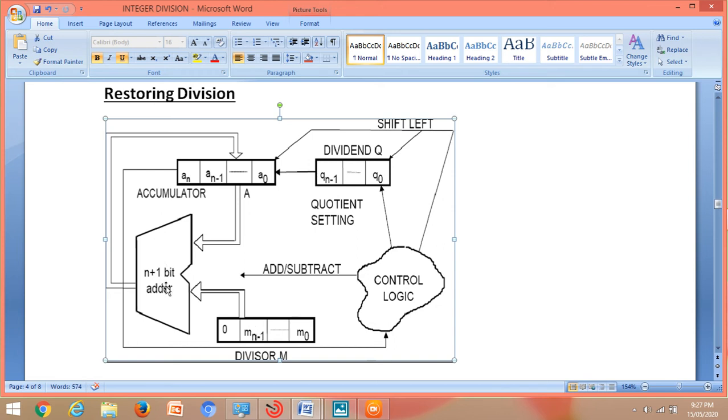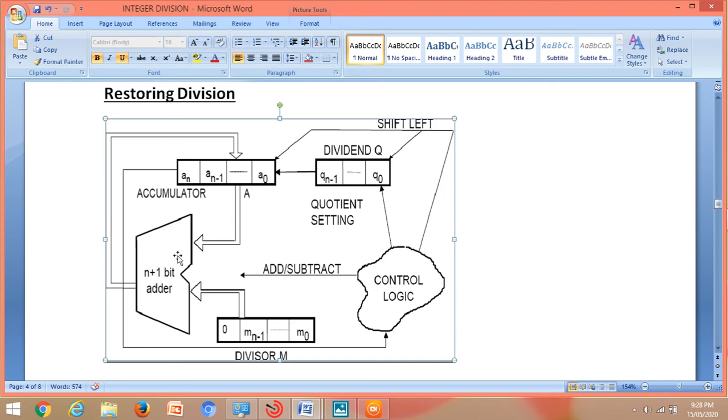I repeat, we have an n bit adder, and we have a control logic over here. The control logic will convert this adder into an adder or subtractor accordingly by taking the 2's complement form. We have three registers with us: accumulator, register Q and register M. Initially the accumulator is all 0. The dividend is stored in register Q and the divisor is stored in register M. If the dividend is n bit long, then accumulator and divisor will be n plus 1 bit long. The control logic is also responsible for shifting the content of register Q and accumulator to the left.